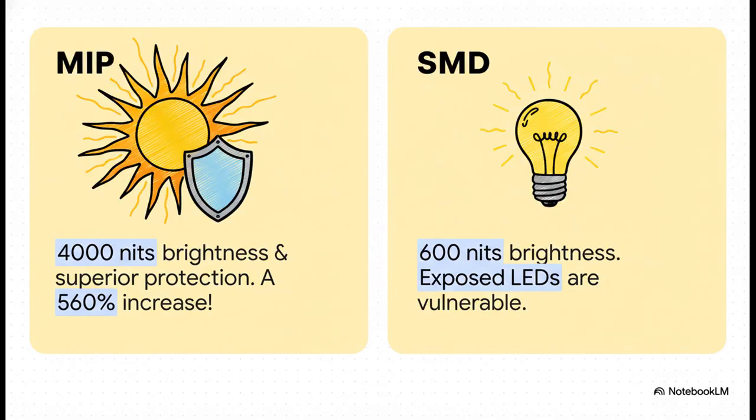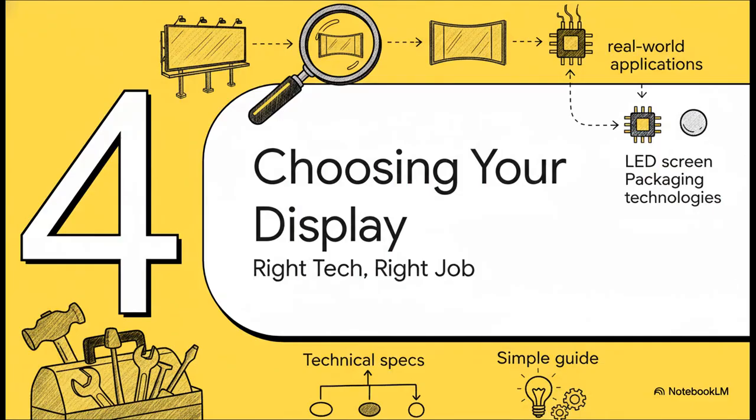And what if we take the battle indoors? Well, the difference is even more insane. An indoor MIP display can blast out 4,000 nits of brightness. A standard indoor SMD, it's sitting at just 600 nits. That is a 560% increase in brightness. Plus, you get that amazing protection from bumps, dust, you name it. For any high-traffic indoor area, this is a complete and total game changer.